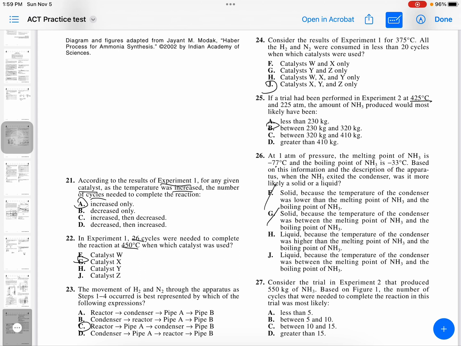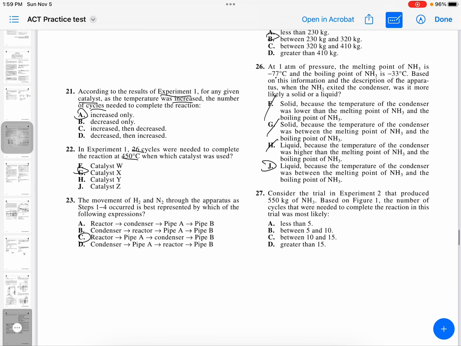And then because the temperature of the condenser was higher than the melting point and the boiling point, it doesn't make any sense. It was between them. That's correct.